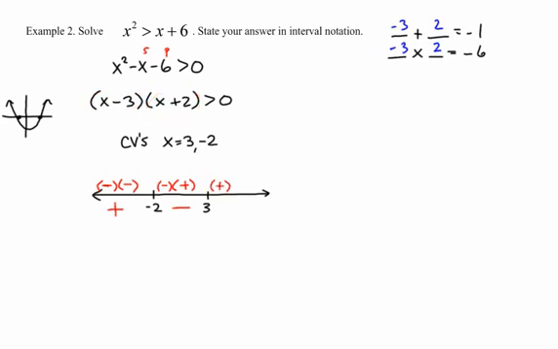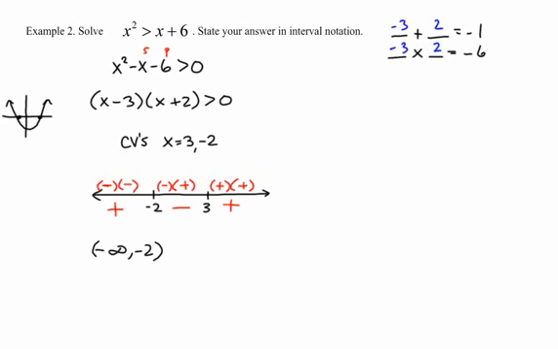And then 4 plus 2 is a positive. And a positive times a positive will be a positive. And now we can go back to this. Okay, we want when our function was greater than 0. So we were greater than 0, or positive, between negative infinity and -2.